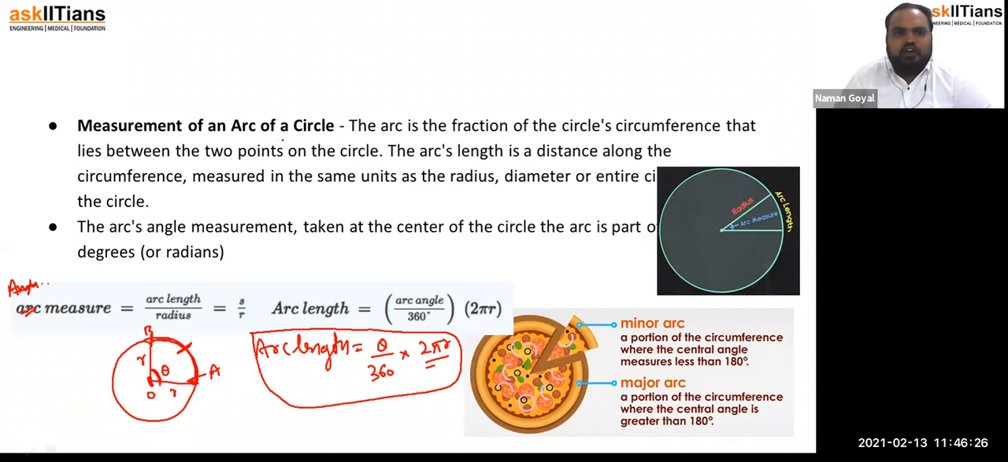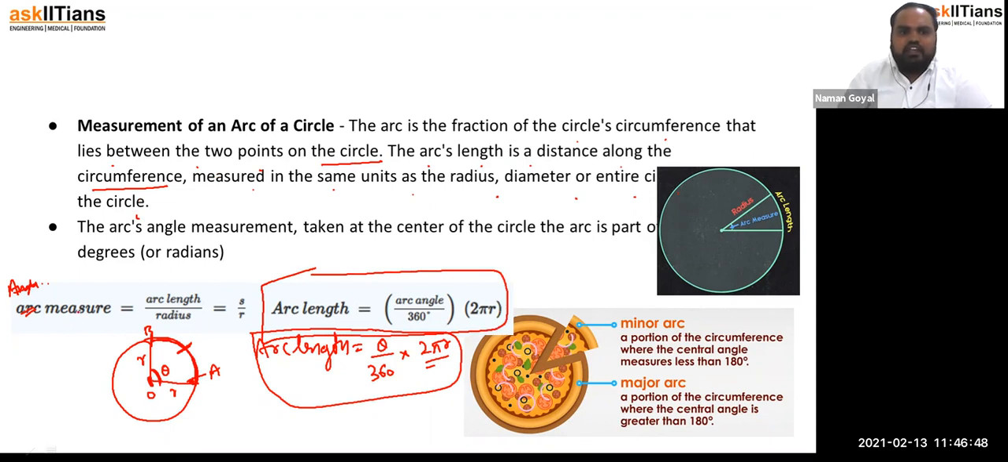So the measurement of an arc of a circle is a fraction of the circumference that lies between 2 points on a circle. The arc length is a distance along the circumference, measured in the same unit as the radius, diameter of the entire circle, circumference of the circle. So there is a formula, and this formula is very important.